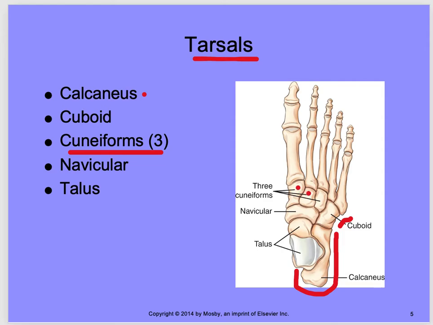1, 2, 3. You've got the medial cuneiform, the intermediate cuneiform, and then the lateral cuneiform. You've got the navicular, which runs right along all 3 of those cuneiforms. And then you have your talus, which connects mostly to your calcaneus. So talus to the navicular. The navicular runs the full length of the 3 cuneiforms, medial, intermediate, lateral, and then the cuboid on the lateral side.